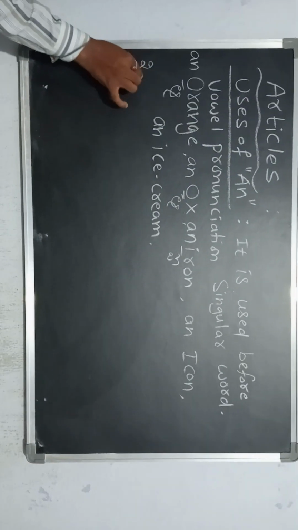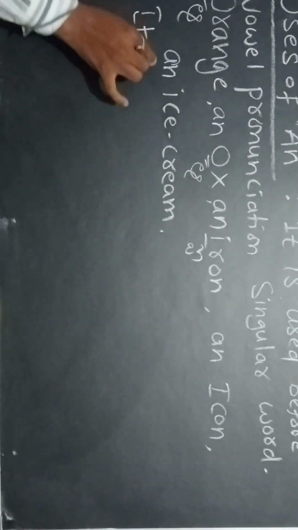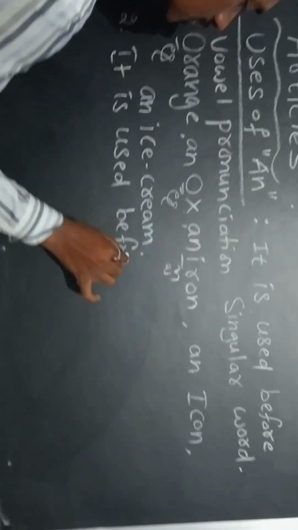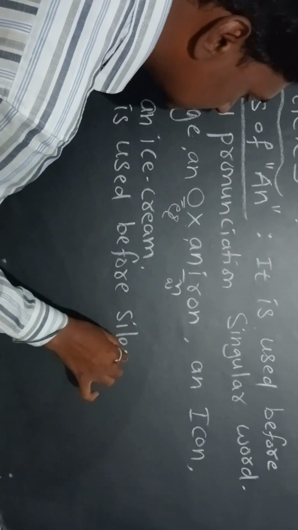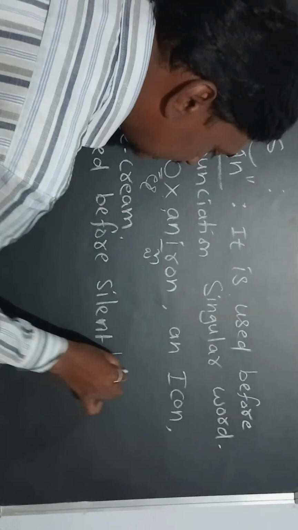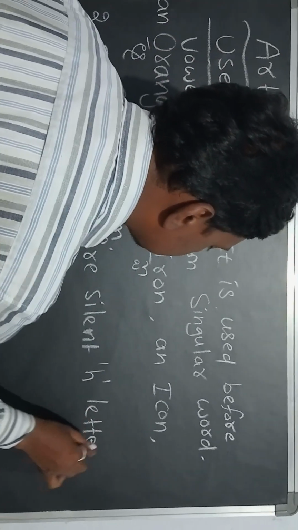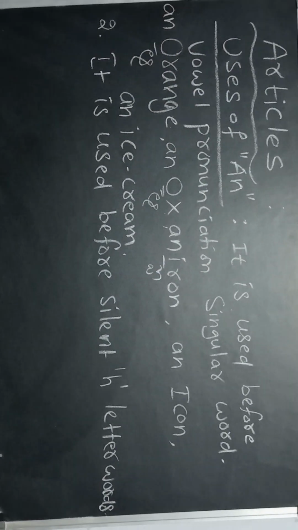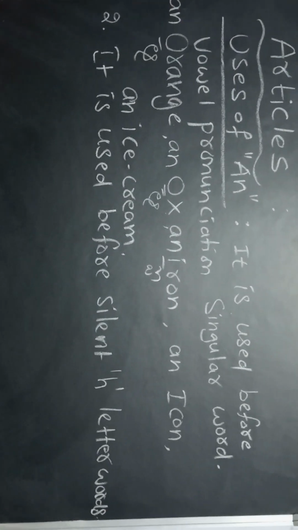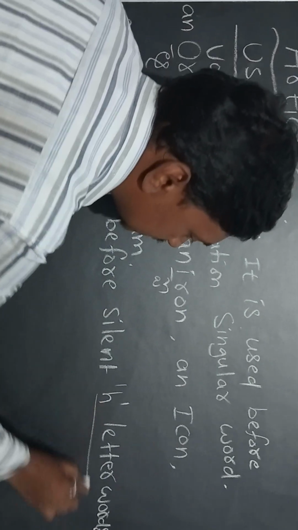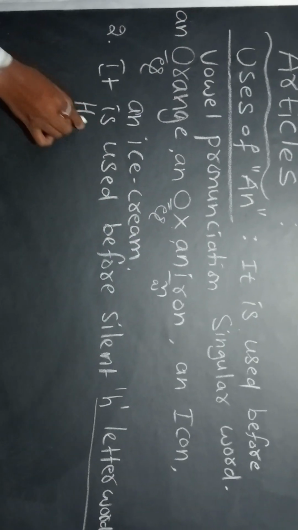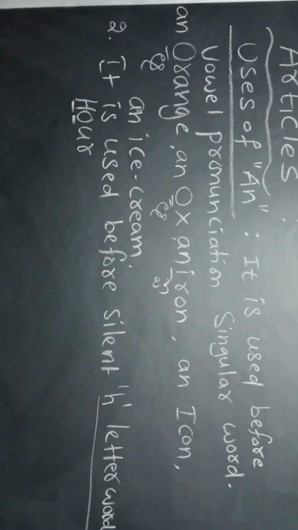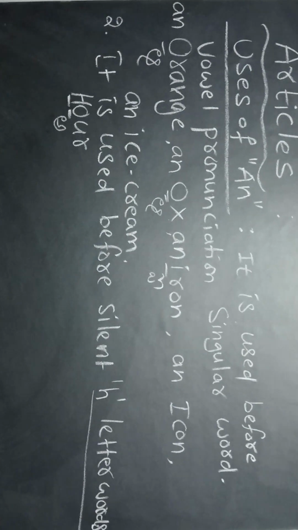Next, in the second case, it is used before silent H letter words. The indefinite article an is used before silent H letter words. For example, hour. Here H is silent, the immediate second letter is a vowel letter, and it gives the pronunciation of vowel A.